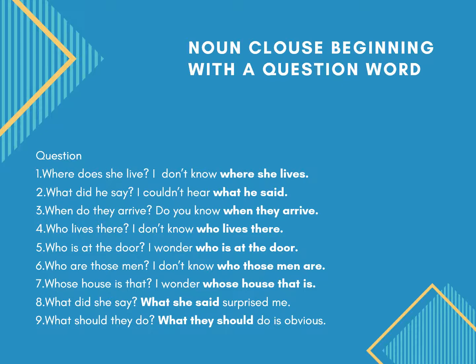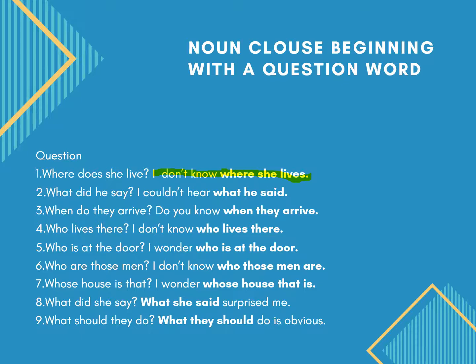Noun clause beginning with a question word. If we happen to see here, these are a bunch of questions. These are independent clauses, and we're going to make them dependent clauses. And how to do that? We simply put this in the dependent form of clause. The example is here: I don't know where she lives. We simply remove "does" and put an "s" in order to make the noun and verb agree. I don't know where she lives.